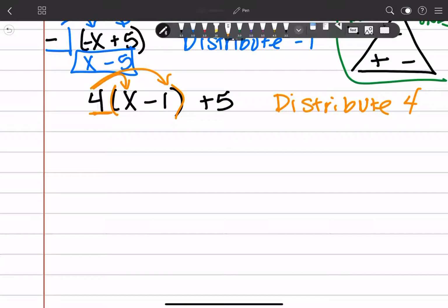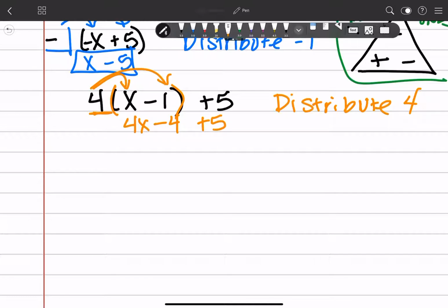So now we're going to do 4 times x, which gets you 4x. Then you get 4 times -1, which is going to be a -4. And you didn't distribute to the +5, so you just bring it down.